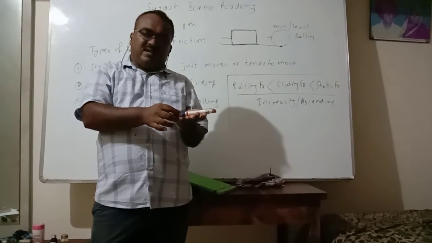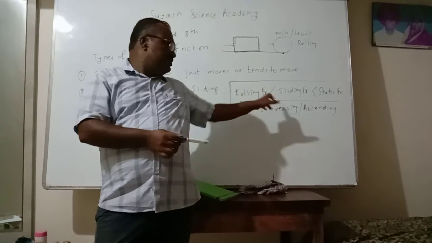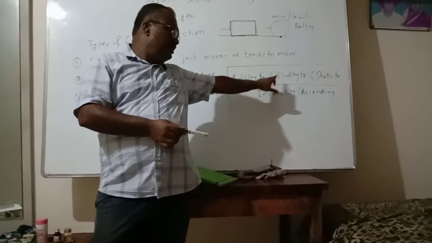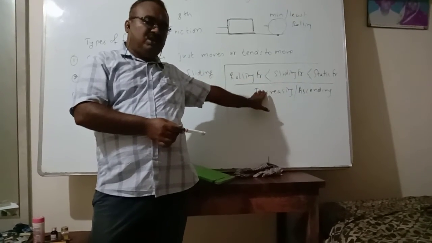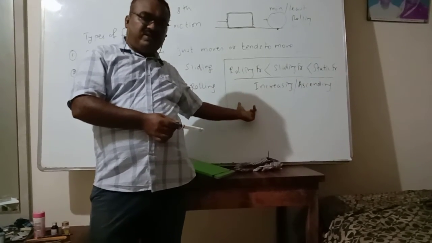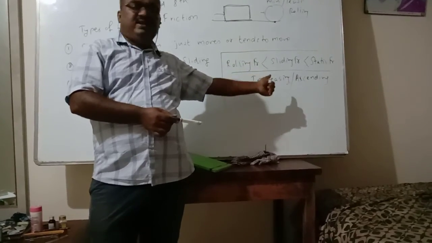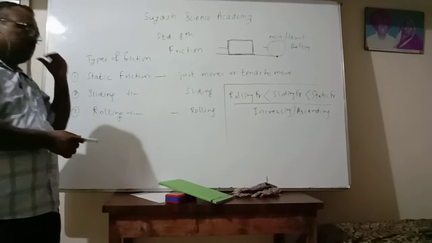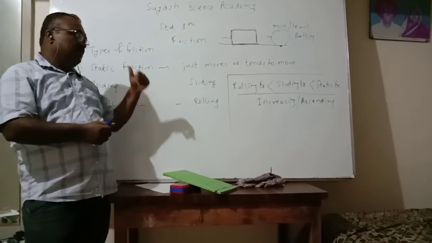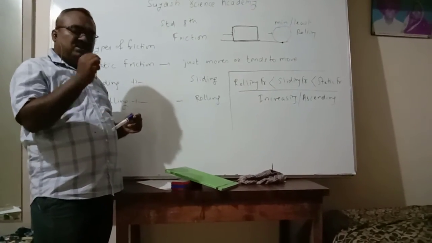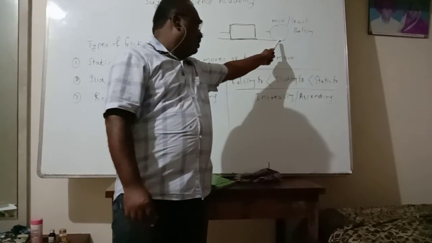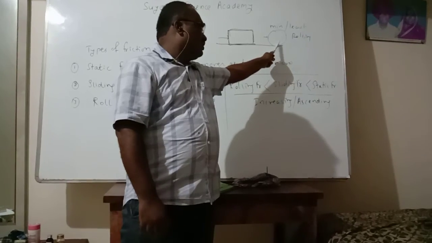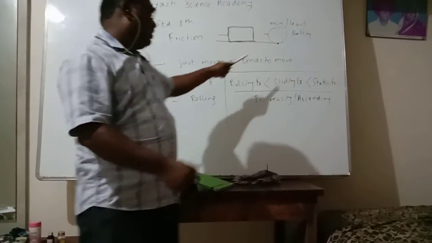And rolling friction has the least value. You have to remember, this is the ascending order: rolling friction less than sliding friction, less than static friction. Or when you are writing decreasing order, then static friction, then sliding friction, and least will be the rolling friction. You have to remember one reason why the wheels of a vehicle are made round in shape: during rolling motion, the two surfaces are in contact at only a single point, so least or minimum force is required. Therefore wheels of the vehicle are made round in shape.